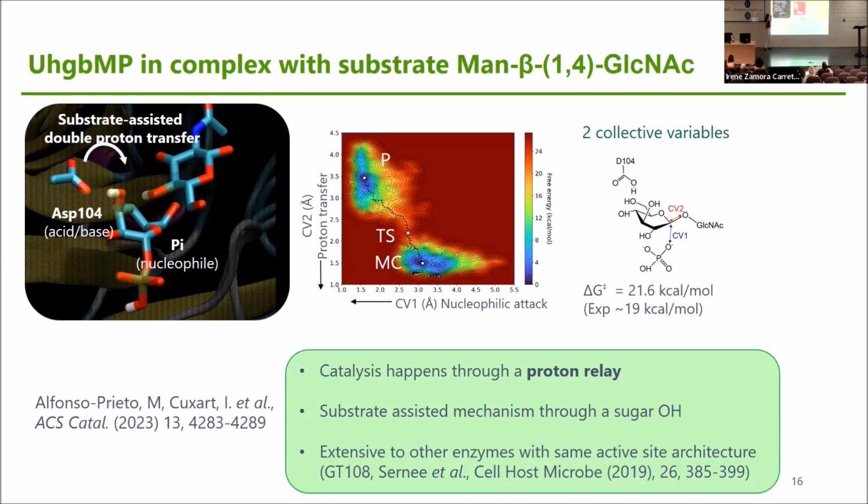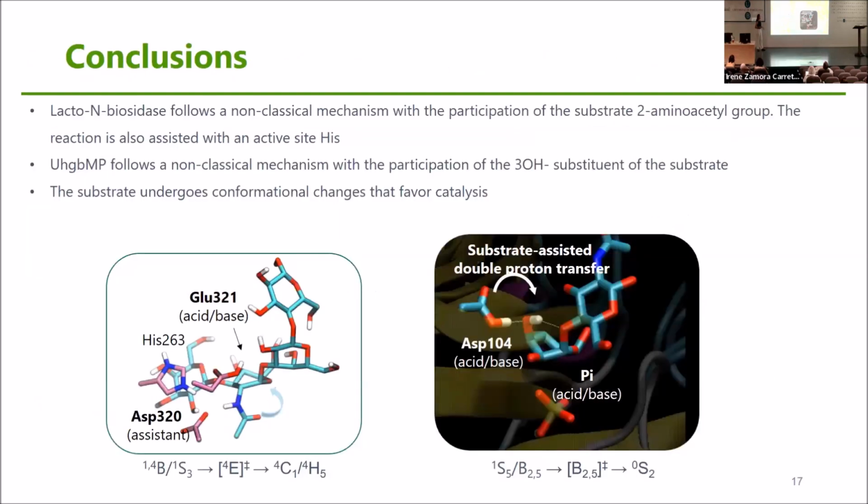Also, but instead of acting as the nucleophile, a hydroxyl group was acting as a proton donor. So this mechanism was a novel proposal and can also be extended to other family members that share the same non-canonical active site architecture, and also to other enzymes such as the one cited here, a glycosyl transferase that has been studied recently and shares the same active site architecture. So it is potentially following the same type of mechanism.